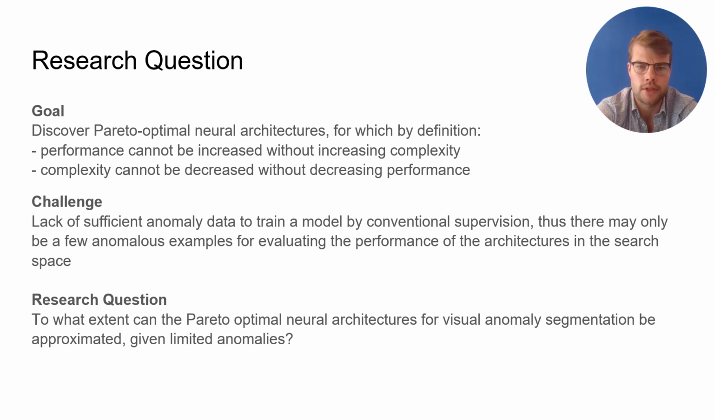However, this is challenging because we only have access to a few anomalous examples. The research question therefore states: to what extent can the Pareto-optimal neural architectures be approximated given a limited set of anomalies?